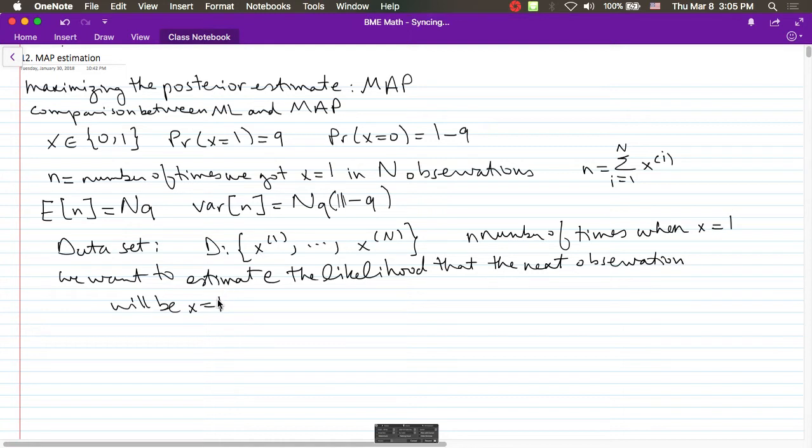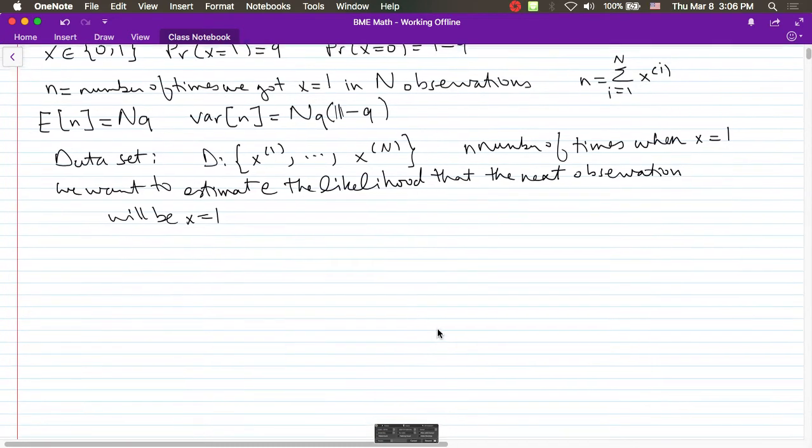And the point of our lecture today is to show that if we've observed this data, maximum likelihood is going to make an estimate based on only this data. Whereas a MAP estimator is effectively adding to this data some other fake data, and that fake data is representing our prior. So that's our goal today.